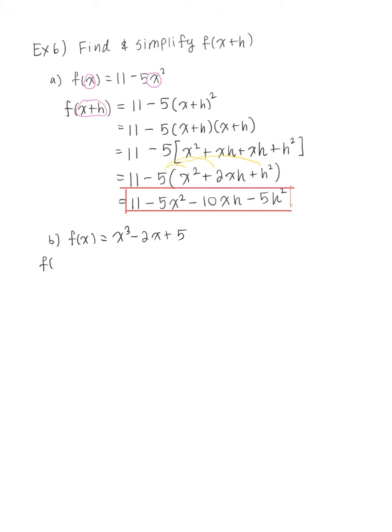So here we still want to compute f of x plus h. So what we need to do is we have to replace wherever you see your x here by the quantity x plus h. So here what we're going to get is x plus h cubed minus 2 times x plus h and then plus 5. Okay, so we got little work to do here. So x plus h cubed, don't you dare distribute that 3 to x and h and be done with it. Again, that exponent 3 indicates repeated multiplication. So you're going to have to multiply x plus h 3 times.